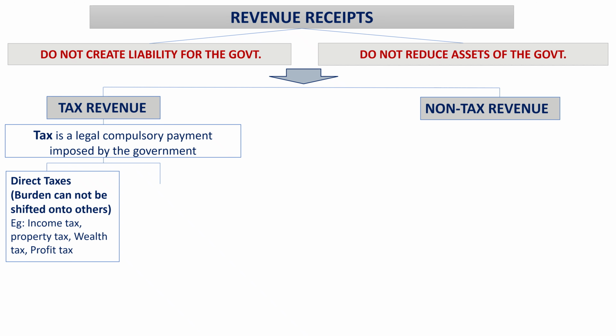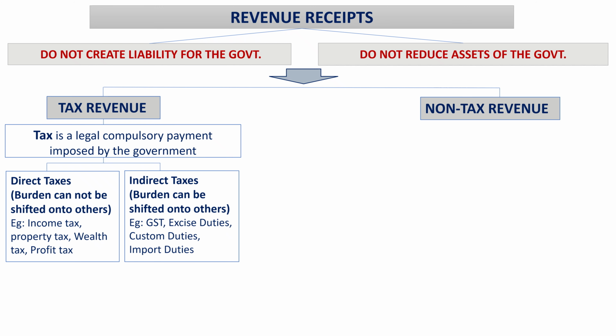There are two types of taxes: direct taxes, whose burden cannot be shifted onto others. They are to be paid by the persons on whom they are levied. For example, income tax, property tax, wealth tax, profit tax, etc. Indirect taxes, on the other hand, are those taxes whose burden can be shifted onto others. They are levied on the producers, who add them to the market price of their product, thereby shifting the burden onto the consumers. For example, GST, excise duty, custom duties, import duties, etc.